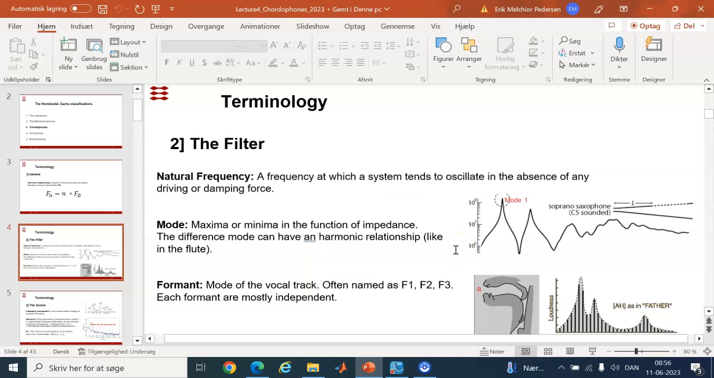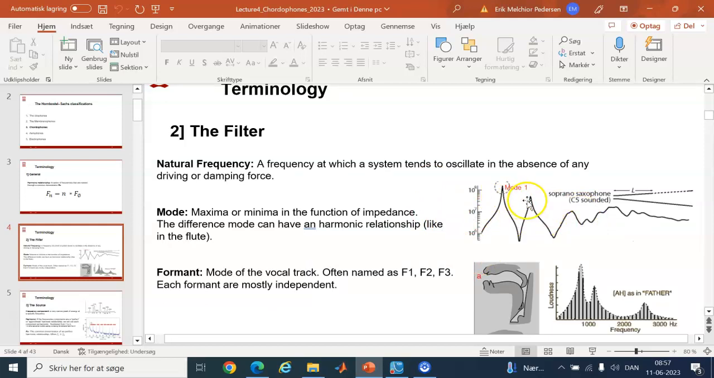The filter. A natural frequency, a frequency at which a system tends to oscillate in the absence of any driving or damping force. Mode: maxima or minima in the function of impedance. The different modes can have a harmonic relationship, like in the flute. Mode here, other modes, and there's a clipping here, a cutoff here later on.